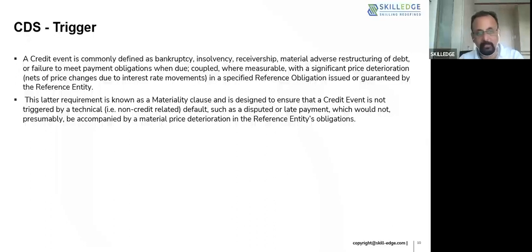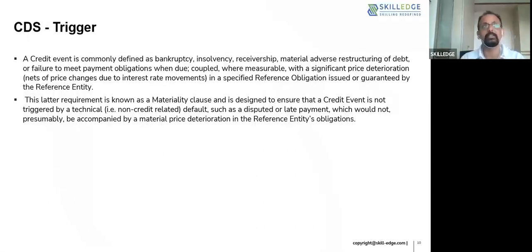Bankruptcy happening for the company which has issued bonds, for example, they can get into insolvency, or the court appoints a receivership, or some material adverse restructuring of debt happens. They restructure the debt obligation to some other company, to which the investor to whom they have issued the bonds, right? Which means that company is not doing well. Or failure to meet payment obligations, either to this particular bondholder, maybe interest has not come in, or maybe to some other series of bonds, right? So all these are defined, and then they also put a materiality clause.